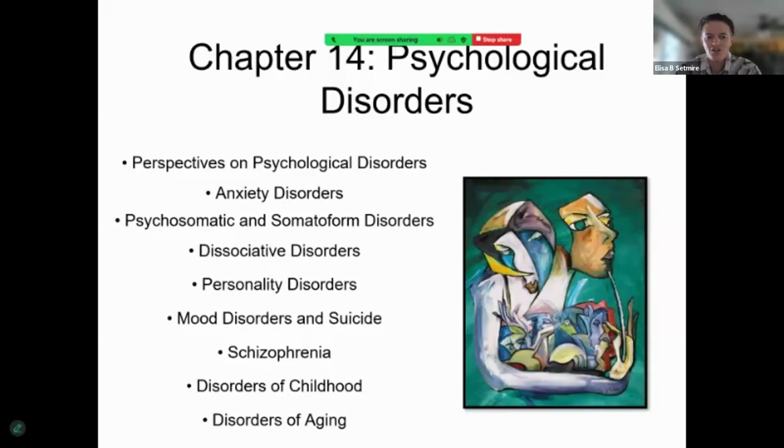Hi, everybody. We are looking at chapter 14 related to psychological disorders, what most people tend to think of when they think of the field of psychology. So we'll look at some perspectives or models of psychological disorders, and then we'll go through the big categories: anxiety, psychosomatic, dissociative personality, mood disorders, and suicidality, schizophrenia, and then disorders of childhood and disorders of aging.